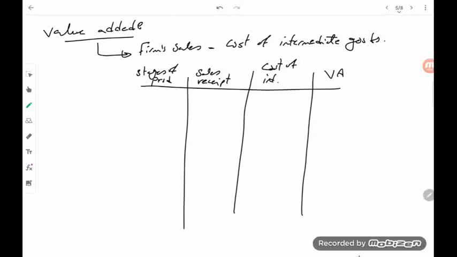First of all, we are going to plant wheat. This wheat will be sold in the market for $24, for example. Cost of intermediate goods in this case is 0. So the value added in the first stage of production is 24, which is the difference between sales receipt and cost of intermediate goods. We have converted this wheat to flour. So the factory that produces flour is going to sell flour for 33 in the market. But they have to pay the price of the wheat, which is 24. So the value added in this stage of production is 9.